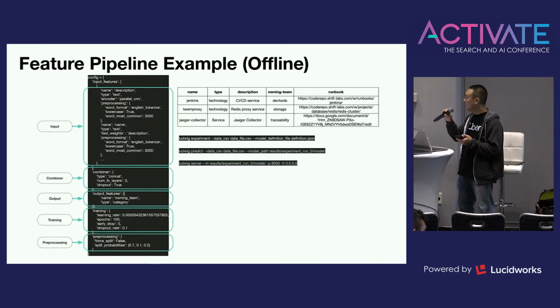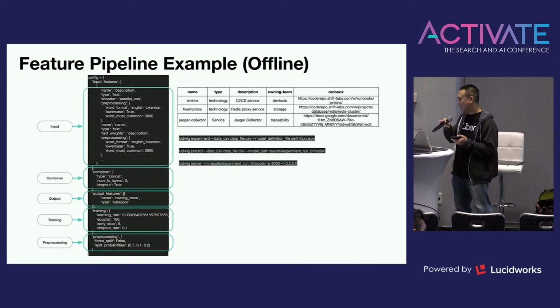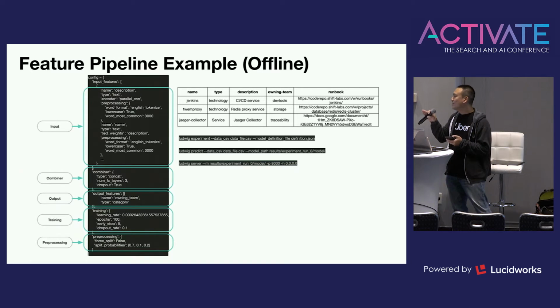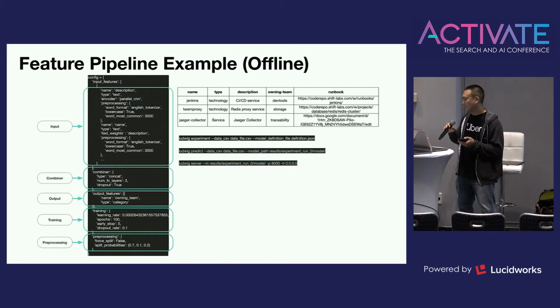And then the predict task is allowed to load the model, and the server task is used to create a FastAPI service associated with that model to serve as part of your model in production.